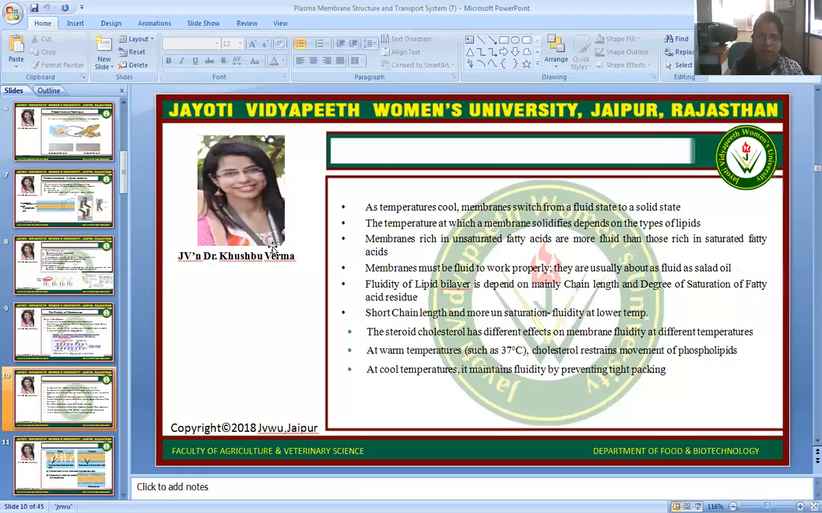The steroid cholesterol has different effects on membrane fluidity at different temperatures. It means it has a dual function, a dual nature, depending on temperature. At warm temperature, such as 37 degrees, cholesterol restrains movement of the phospholipids. At cool temperature, it maintains fluidity by preventing tight packing.